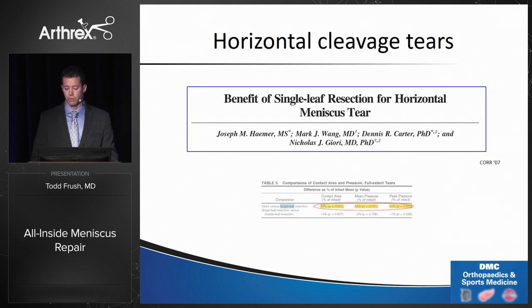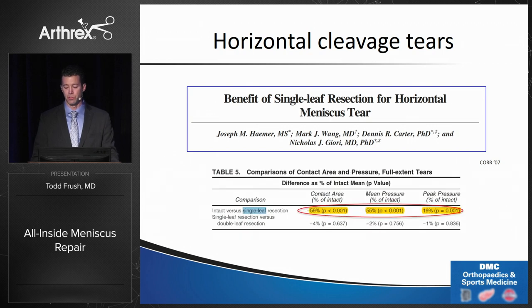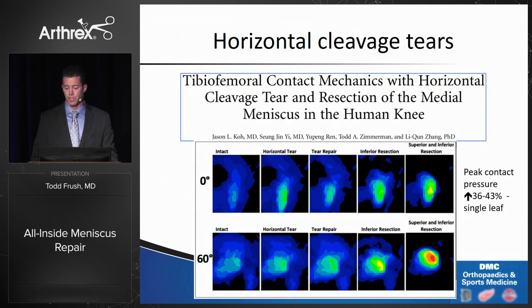Well, how about horizontal cleavage tears, which are often felt to be degenerative? A common treatment is a single leaflet resection. This study showed a 59% decrease in contact area and 55% increase in mean contact pressure after a single leaflet resection. In Jason Koh's study, the peak contact pressures increased 36 to 43% with single leaflet resection.